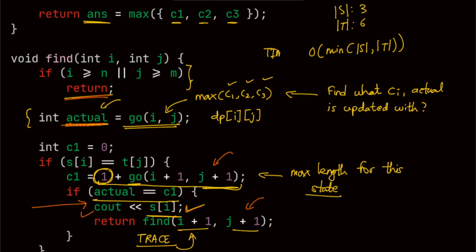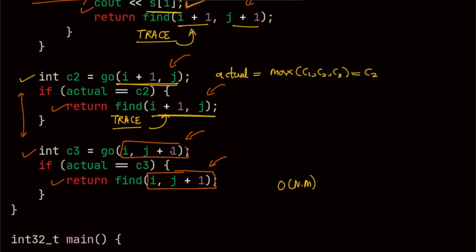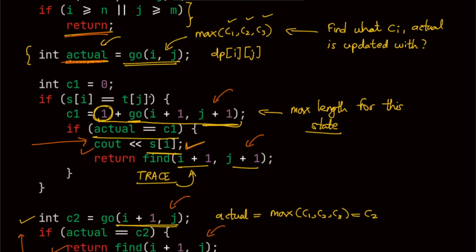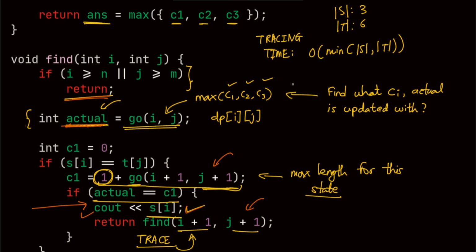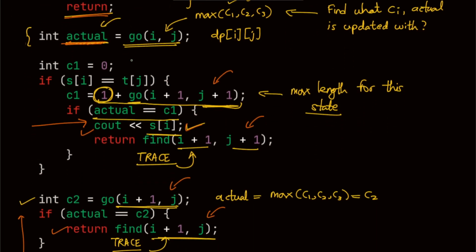The time complexity for tracing. So tracing will only visit the states which is equal to the maximum length subsequence, since it is printing the answer wherever it is possible and going only over the states where the maximum answer is produced. Hence this would be evaluated in order of the length of the subsequence time.